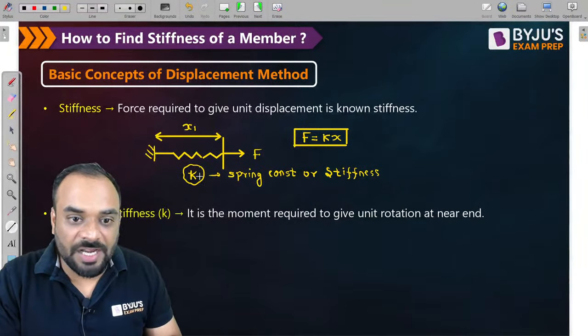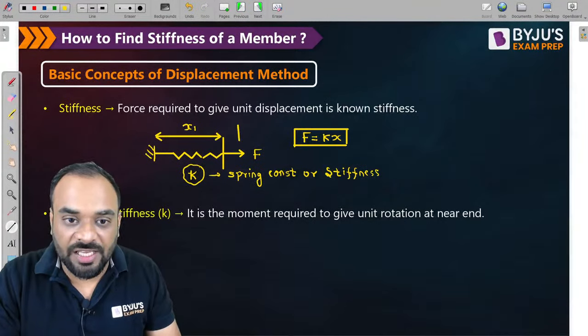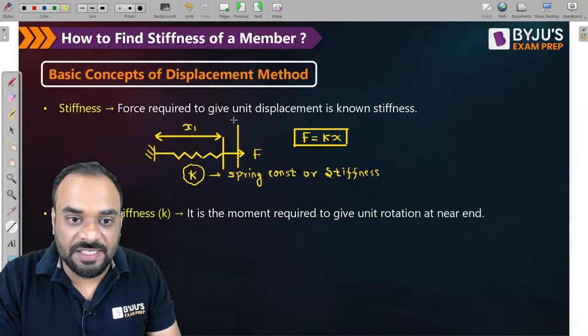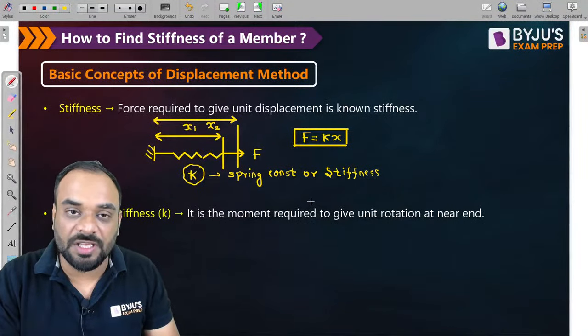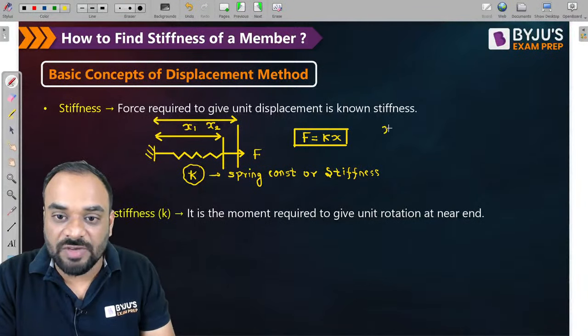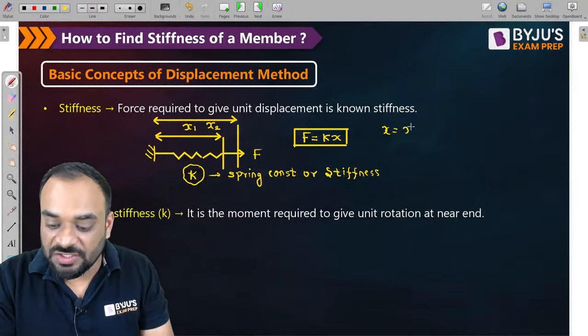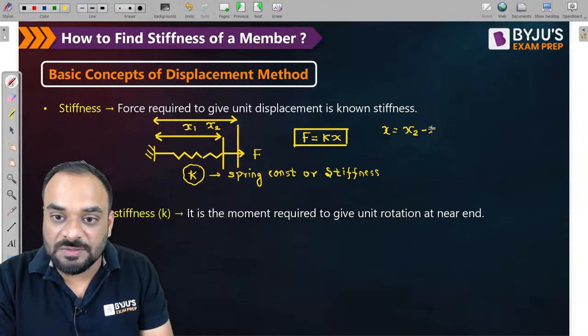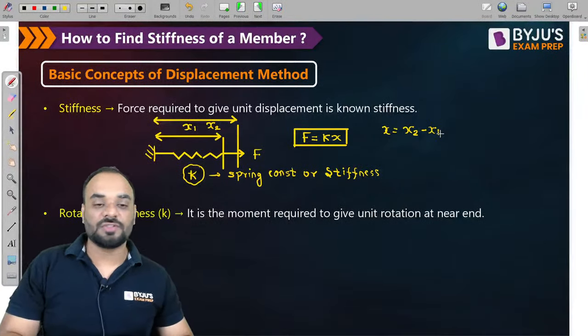Now after applying the force, no doubt the position of the spring will change and the elongation will occur, and let us consider it is displaced to some distance x2. So the difference between x2 and x1 is nothing but the elongation in the spring, and that is nothing but our x value, right? Which is the change in the length of the spring.